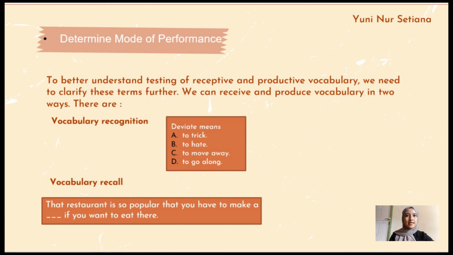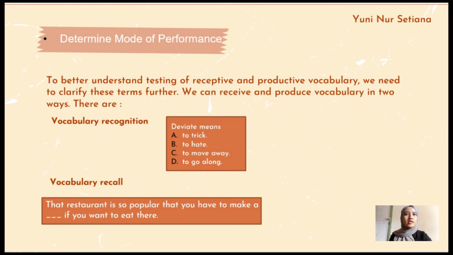The last step is determine mode of performance. To better understand testing of receptive and productive vocabulary, we need to clarify these terms further. We can receive and produce vocabulary in two ways. One is recognition or comprehension, whereby learners are presented with a word and asked to show they know the meaning of that word.